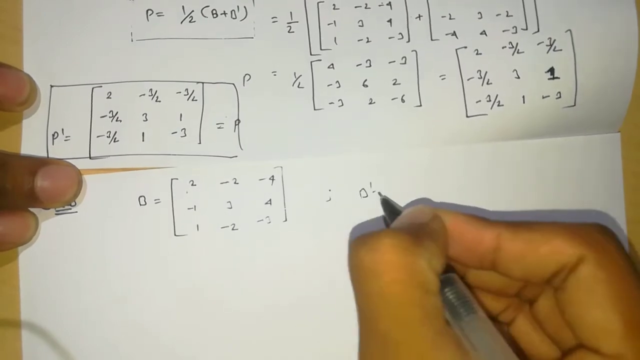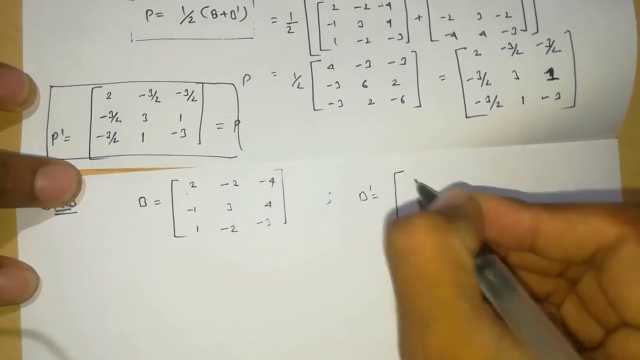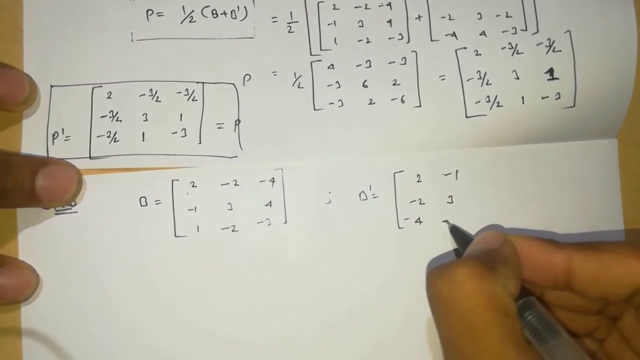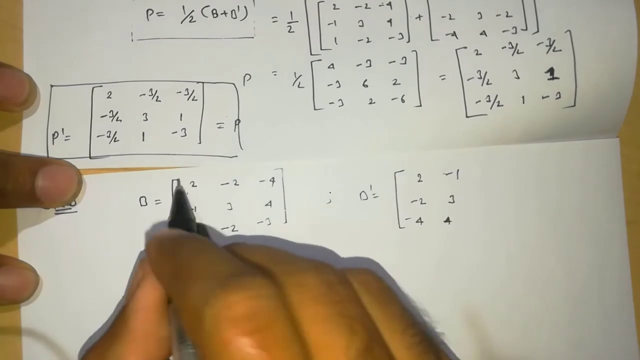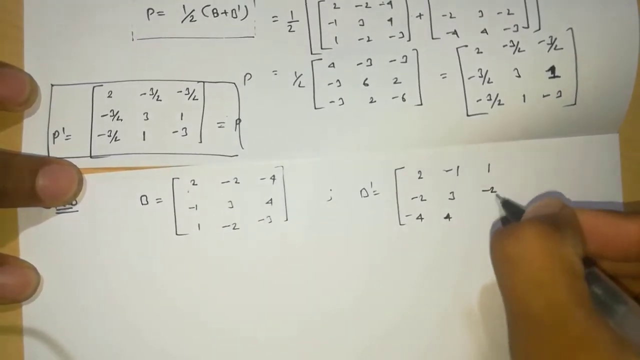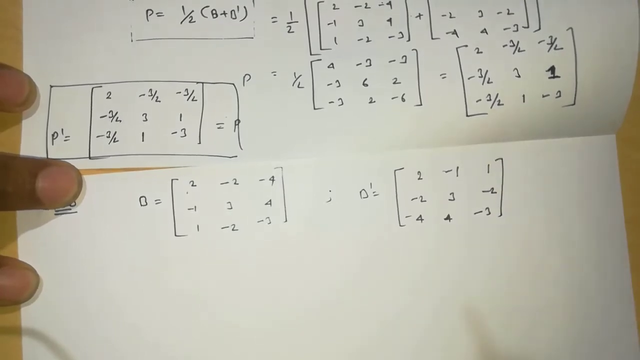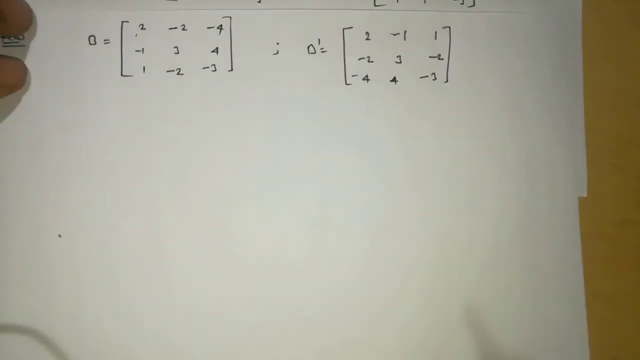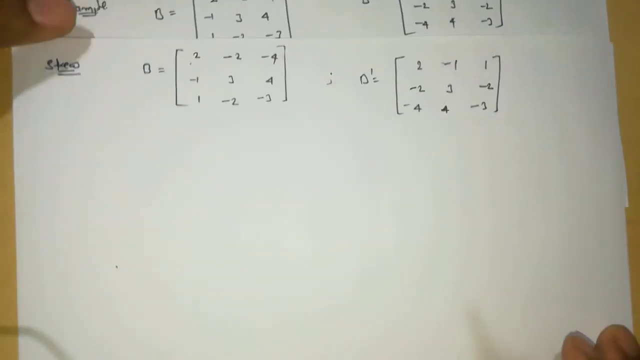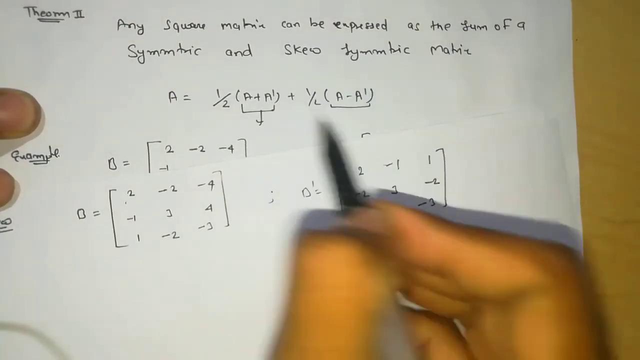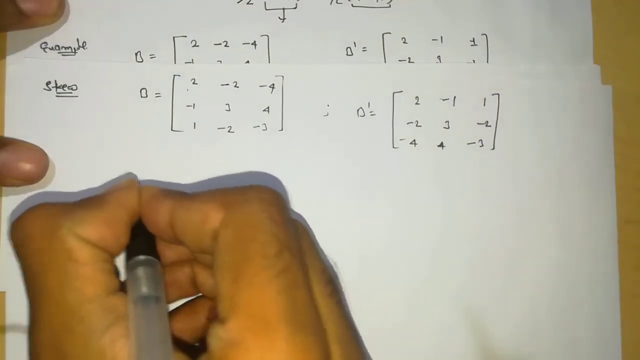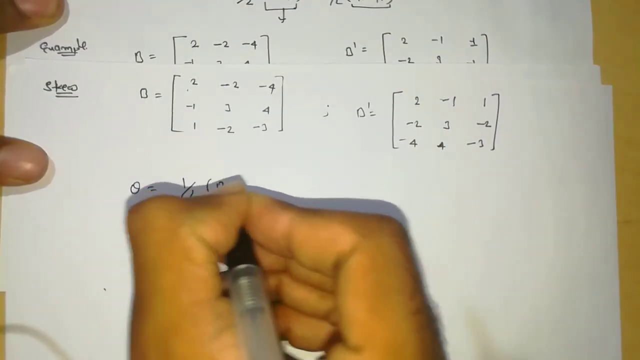So this is P. Take P dash: P dash is changing the rows with the columns. So here we take 2, -3/2, -3/2, -3/2, 3, 1, -3/2, 1, -3, which is equal to P. So here we prove that this is the symmetric matrix part for any square matrix.